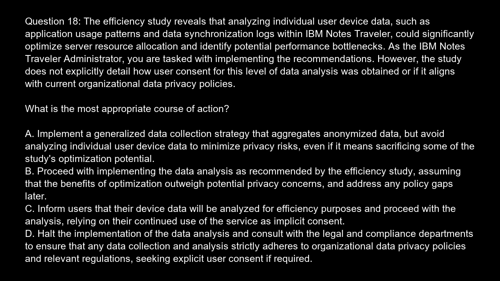Option A. Implement a generalized data collection strategy that aggregates anonymized data, but avoid analyzing individual user device data to minimize privacy risks, even if it means sacrificing some of the study's optimization potential. Option B. Proceed with implementing the data analysis as recommended by the efficiency study, assuming that the benefits of optimization outweigh potential privacy concerns, and address any policy gaps later.